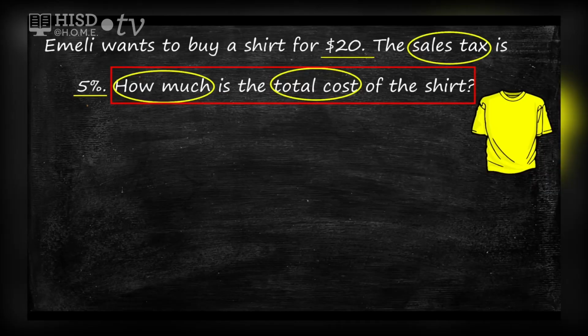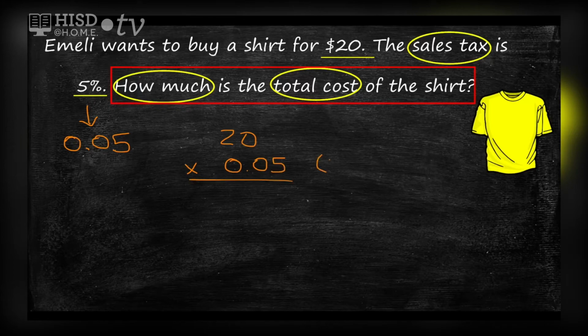So now that you had some time to work on this problem, remember the first thing I have to do is convert this 5% into its decimal form, and that's going to be equal to 0.05. And now I can use my multiplication strategy to find how much the tax is. So I'm going to multiply 20 times 0.05, and remember I'm going to count how many decimals there are, and then I'm going to put it at the end so I can just add it to the answer.